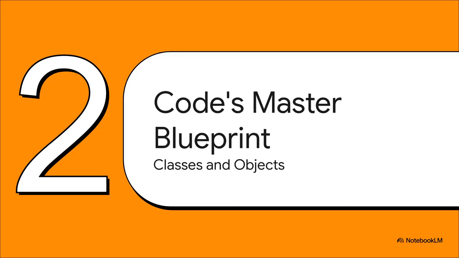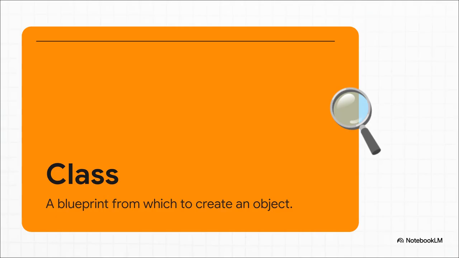So, how does this all work? Well, OOP is all about thinking in terms of objects, which is actually how we humans see the world, right? And to do that, you need a way to design these digital objects first. You need a master blueprint. And in the world of OOP, that blueprint is called a class.